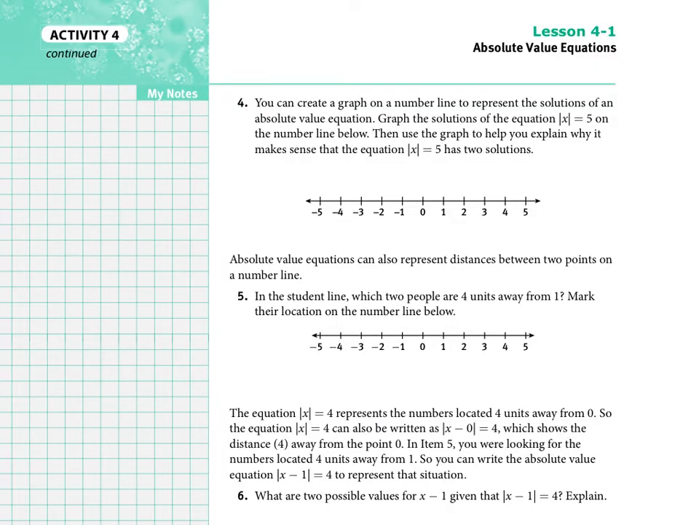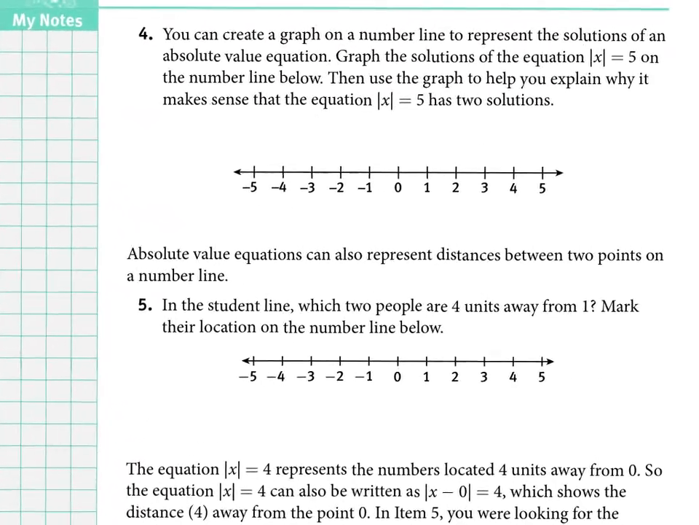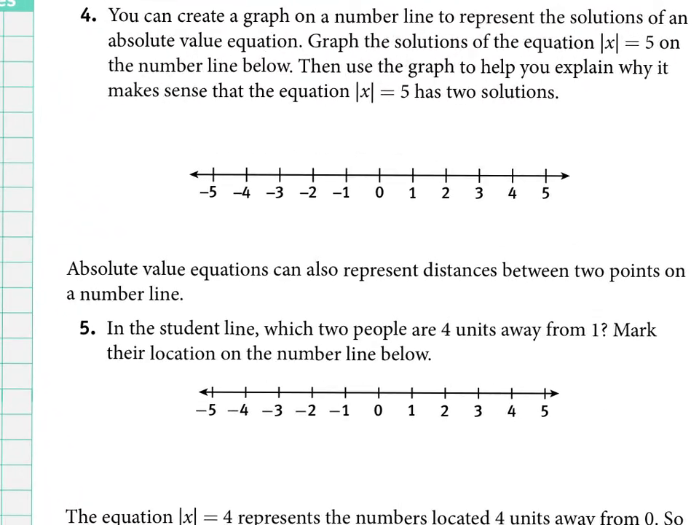You're going to see a word problem here, and it says you can create a graph on a number line to represent the solutions of an absolute value equation. Graph the solutions of the equation absolute value of x equals 5 on the number line below. Then use the graph to help you explain why it makes sense that the equation absolute value of x is 5 has 2 solutions. Go ahead and do that now.